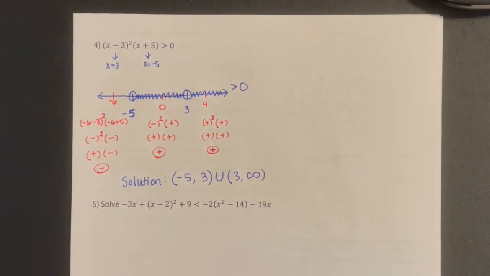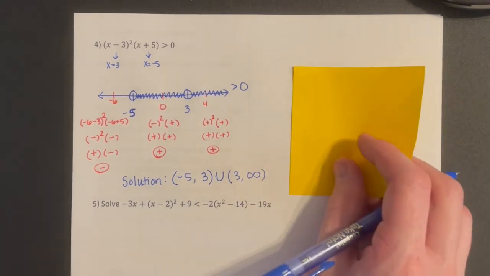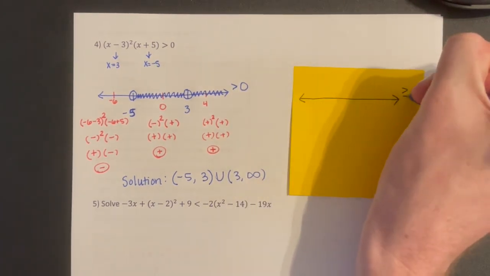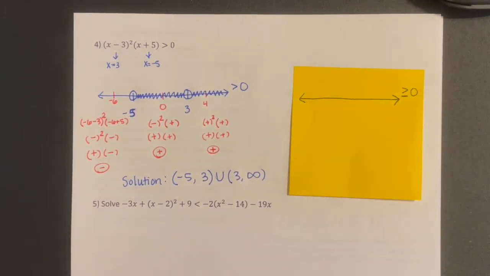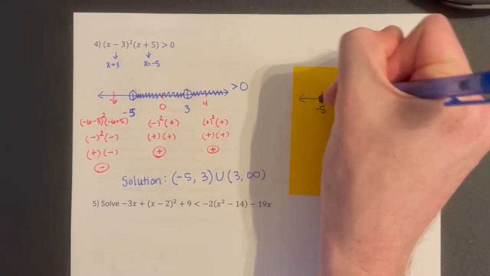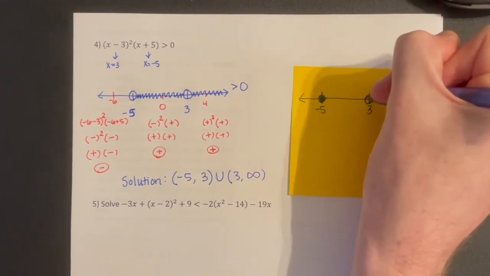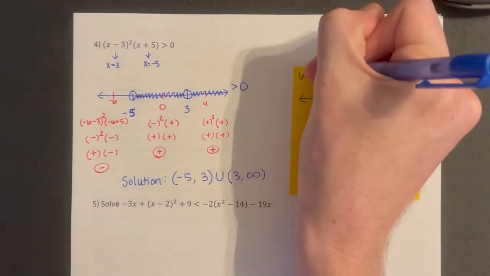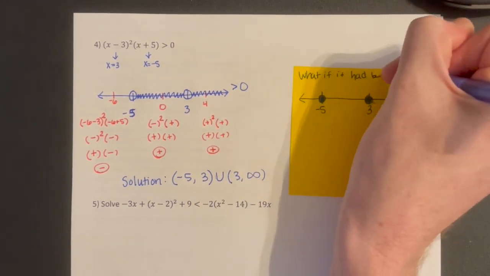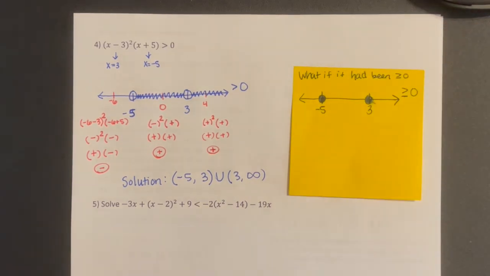Now I do want to at least discuss if that had been a greater than or equal to. So let's just slightly change the problem and say I wanted greater than or equal to 0. All that would do is close in those values at -5 and 3. So this is a what if. It had been greater than or equal to 0. We get the closed circles.